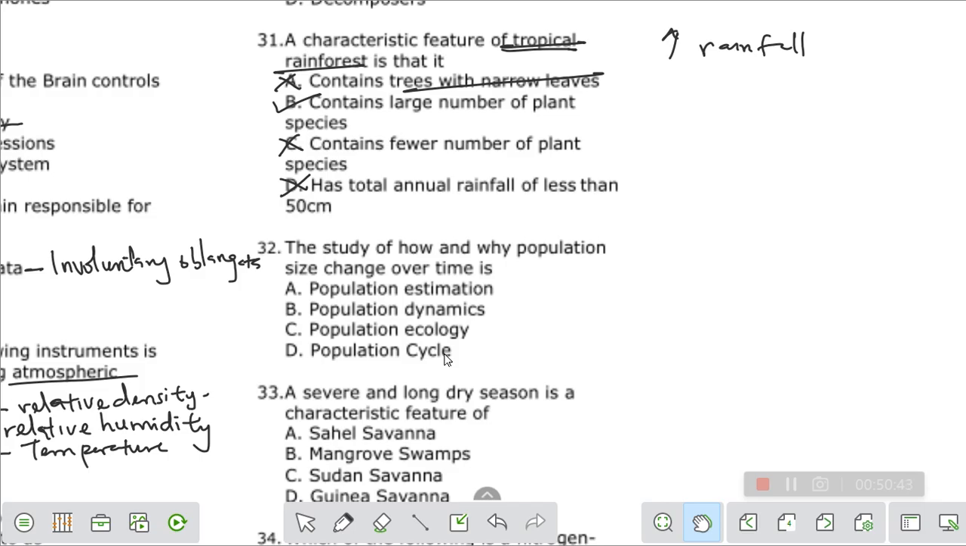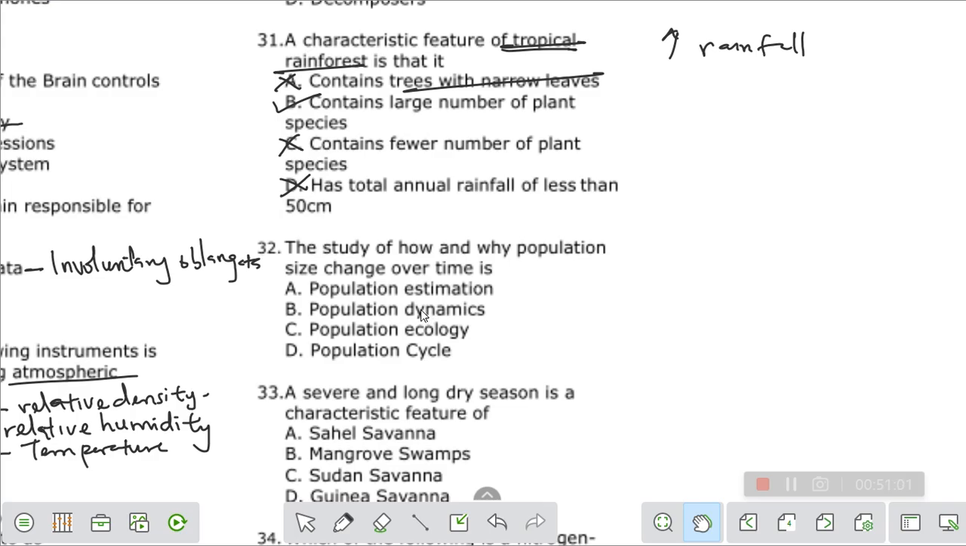Now a severe and long dry season is a characteristic feature of, I told you, Sahel savanna. They are almost deserts. I'm not saying they are deserts, they are almost deserts. Those are the northern parts of Nigeria.